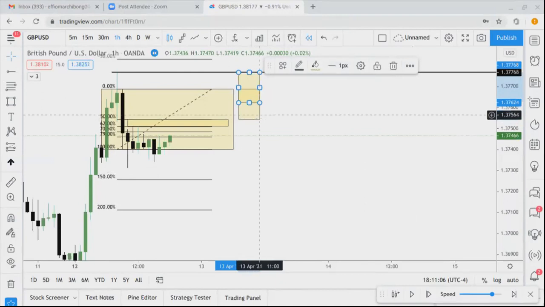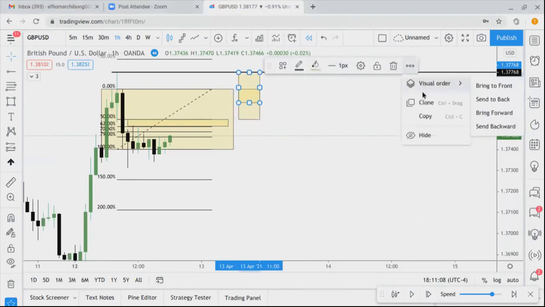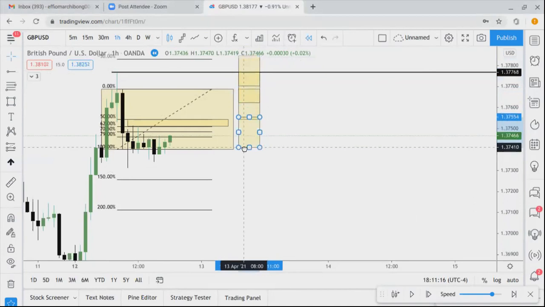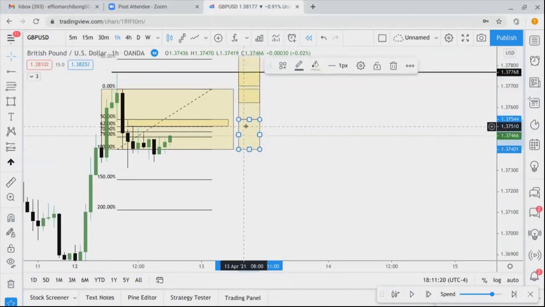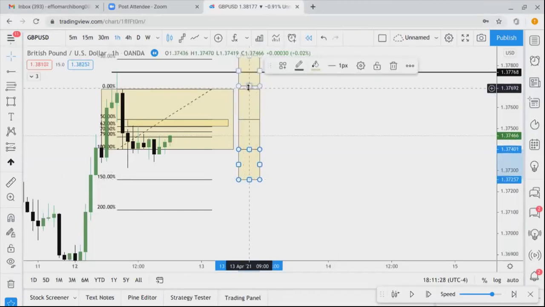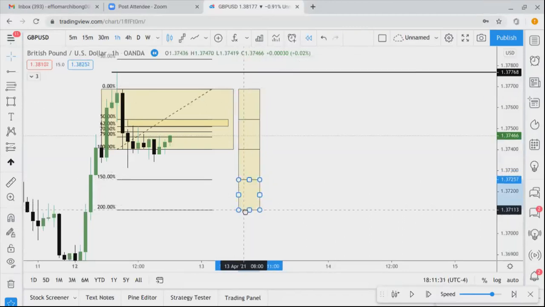And then I clone it. I'm going to clone it 3 times. One more time. So I took a box from there. I cloned it. I took it down. I put it here. And then this last one, I put it down here.